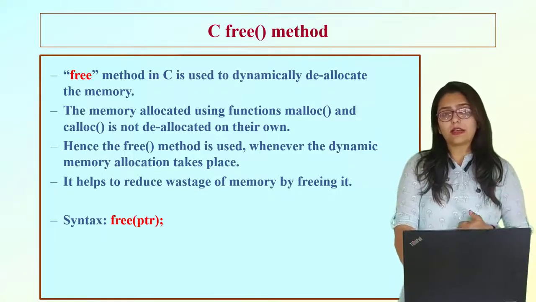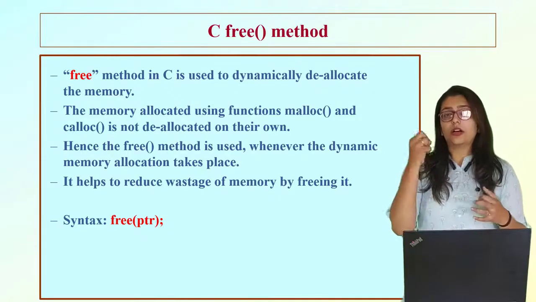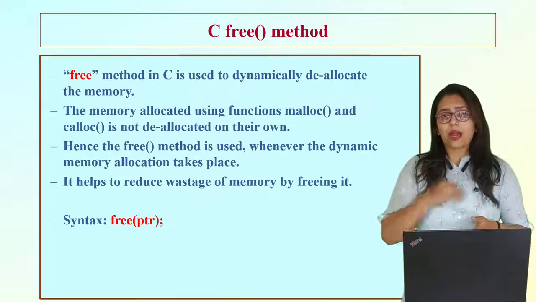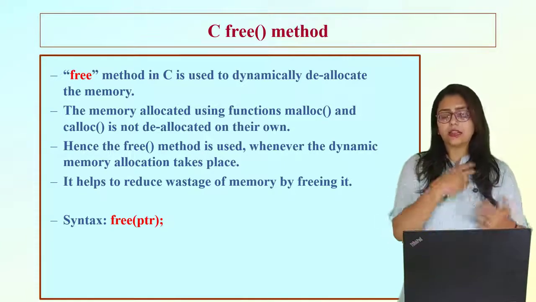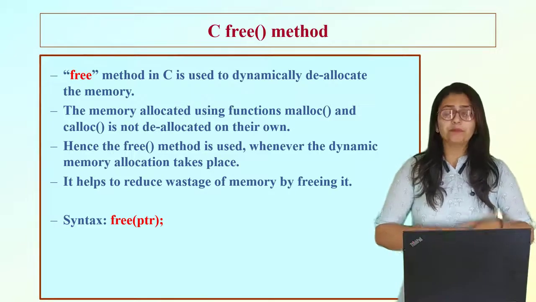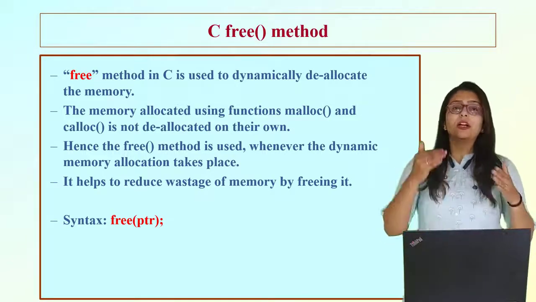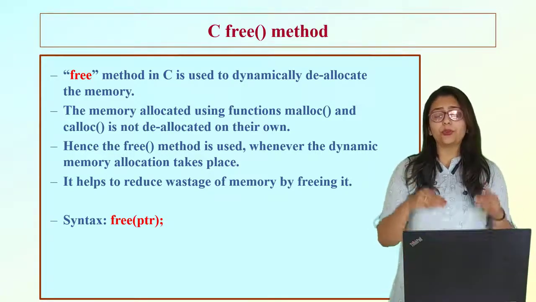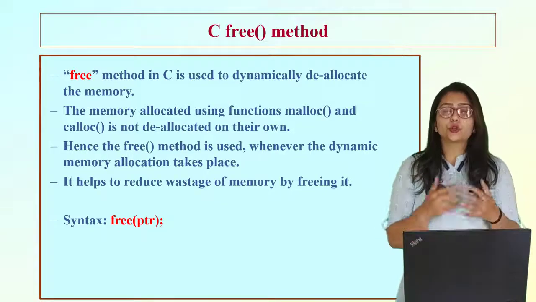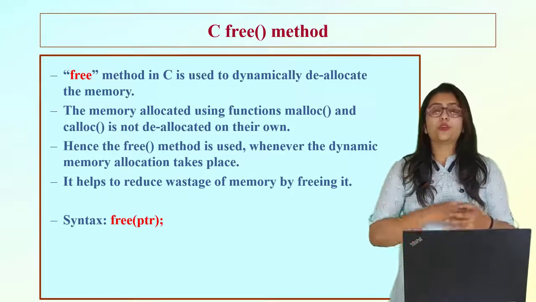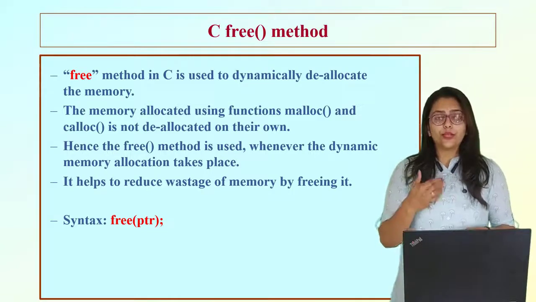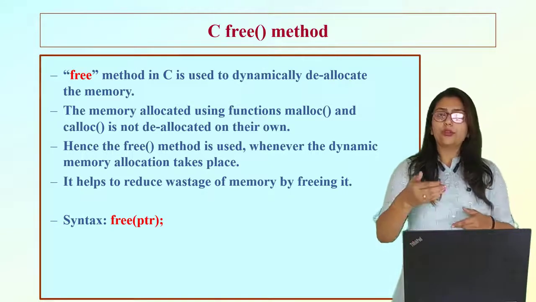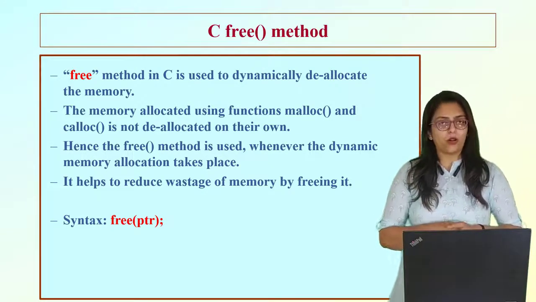After that the third method is free. As the name suggests, free method is being used for freeing memory. Now whenever you are using malloc or calloc, memory will be assigned. Either the single block or the contiguous memory will be assigned, but this memory cannot be deallocated automatically. This is not provided by C programming language. You have to manually deallocate this memory so that it is more memory efficient. To deallocate this memory and to reduce the waste of memory, you can use free. So free is being used in order to deallocate the memory which is assigned using malloc and calloc.